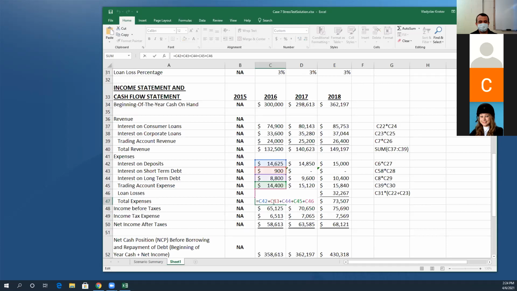And then we have the total expense calculation. Basically, we need to add all of those cells together, C42 through C46. To make it simpler, I'll just use the sum function. Sum, I'll open the parentheses, then I'll hold control and drag the cursor across those 5 cells. All right, so it's the same thing.